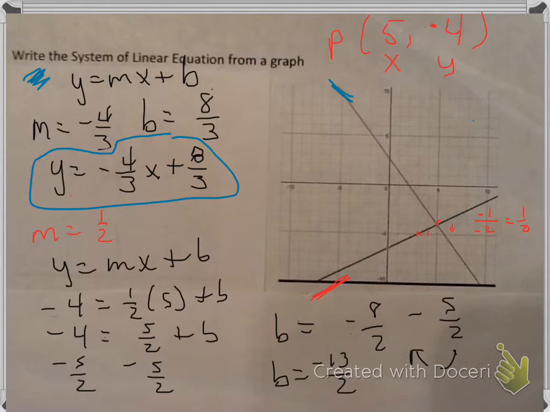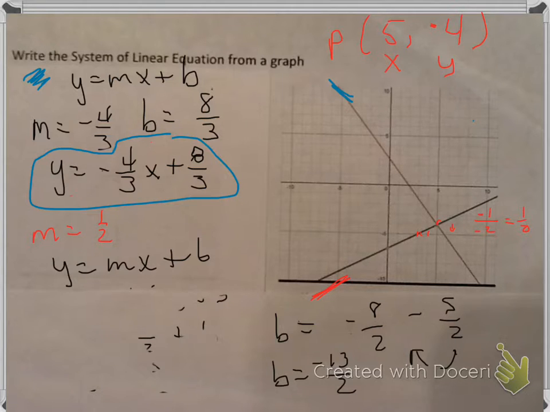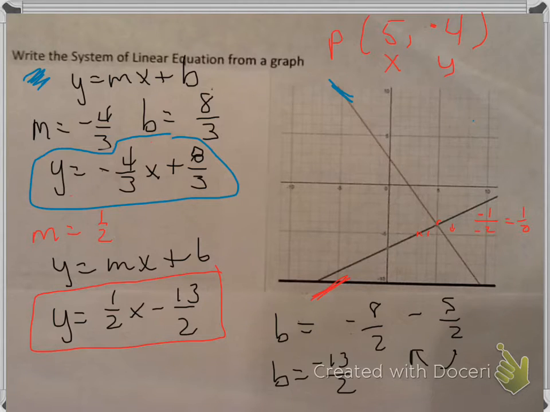So here's our equation for our second graph. Now I'm going to go ahead and erase this part. And so it's going to be y equals 1/2 x minus 13/2, and that is going to be the equation for the second line.